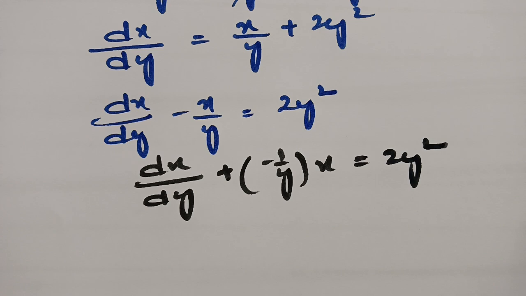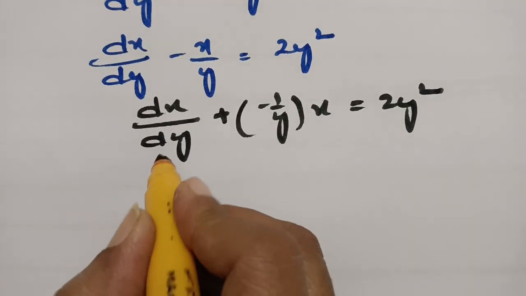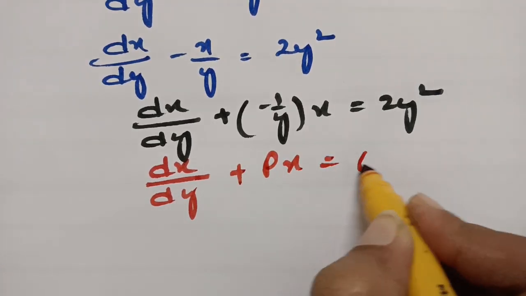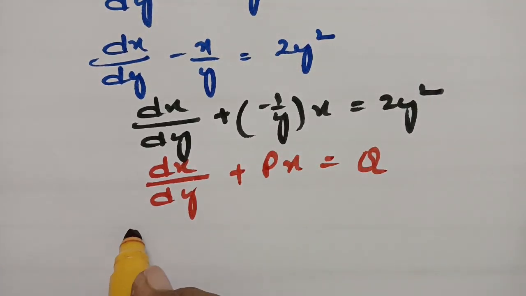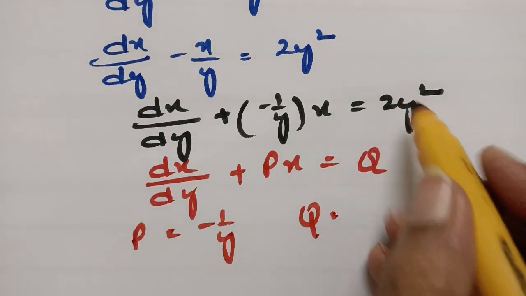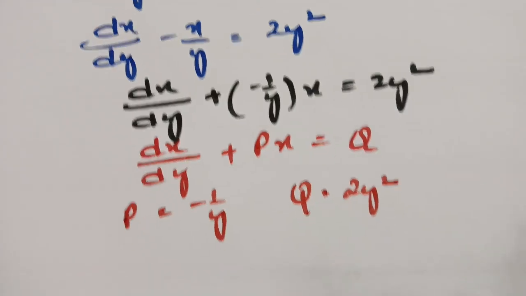On comparing this equation with our general term, dx by dy plus px is equal to q, what will be the p value? Minus 1 by y. So what is our q on comparing? This value is 2y square.